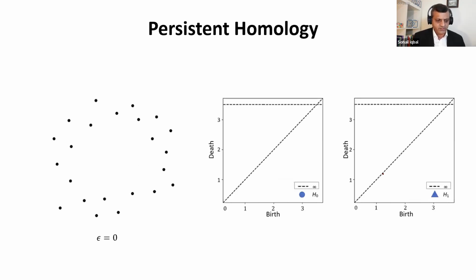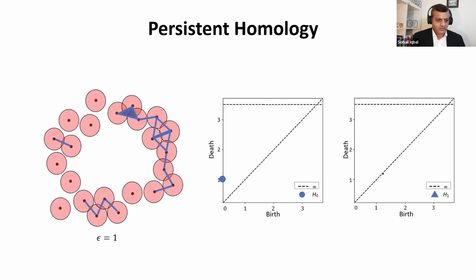So we have a point cloud at stage epsilon equal to 0. There's nothing on the H0 axis, there's nothing on the H1 axis. As you can see, the x-axis is the birth axis and the y-axis is the death axis, and of course the death will only come after the birth, so that's why everything is above the diagonal. But you can see that in the point cloud there are many connected components. You can just count them, there are around 20.